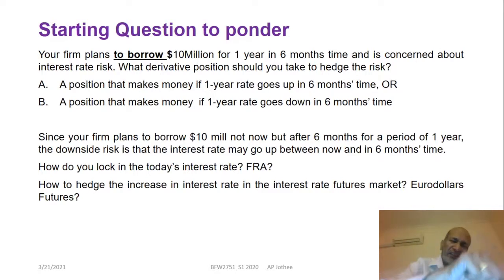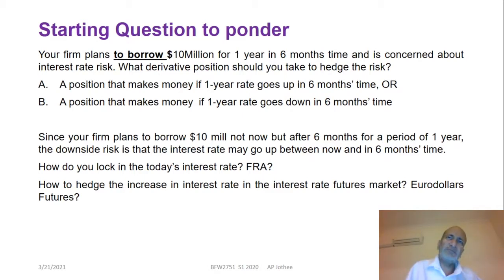What is the particular interest rate risk here? Between now and the 6 months' time when you're incepting the borrowing, you will discuss what rate you're borrowing at. But of course, you'll be settling it at the end of T2. What derivative position should you take to hedge this risk between now and that 6 months? A position that makes money if the 1 year rate goes up in 6 months? Since you're borrowing, your worry will be that the interest rate may go up between now and the 6 months' time when you're going to incept into the loan. Or a position that makes money if the 1 year rate goes down? Either way, you should make money.